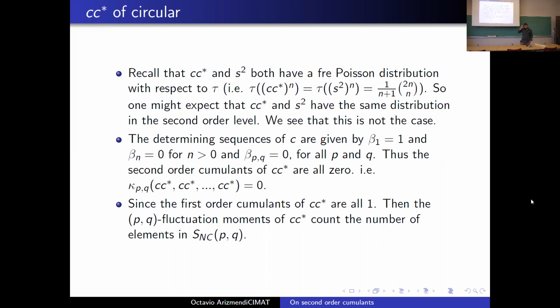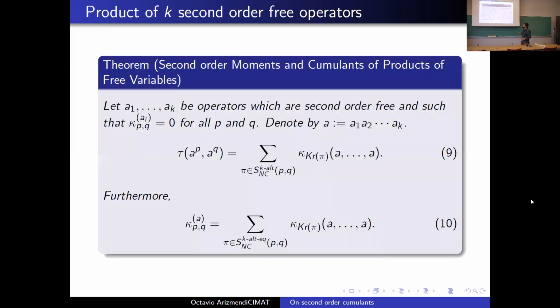This was somehow unexpected, because the first order cumulants of CC star are not 0. It's very different. Somehow you don't have enough space to connect. So this shows that CC star and S squared have different second order moments.